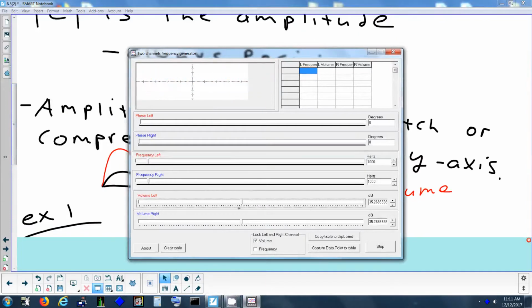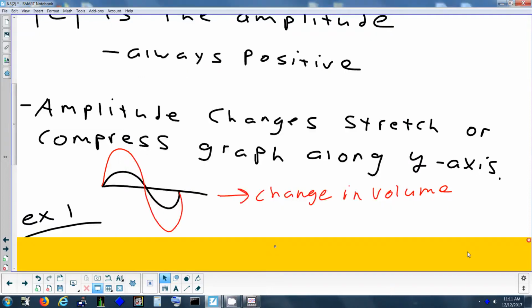So it gets louder. And then it gets softer. So that's the change in amplitude. It affects the volume. I think a much more interesting one is when we start stretching and compressing left and right. Then we can change frequency. So then we can do some interesting things.